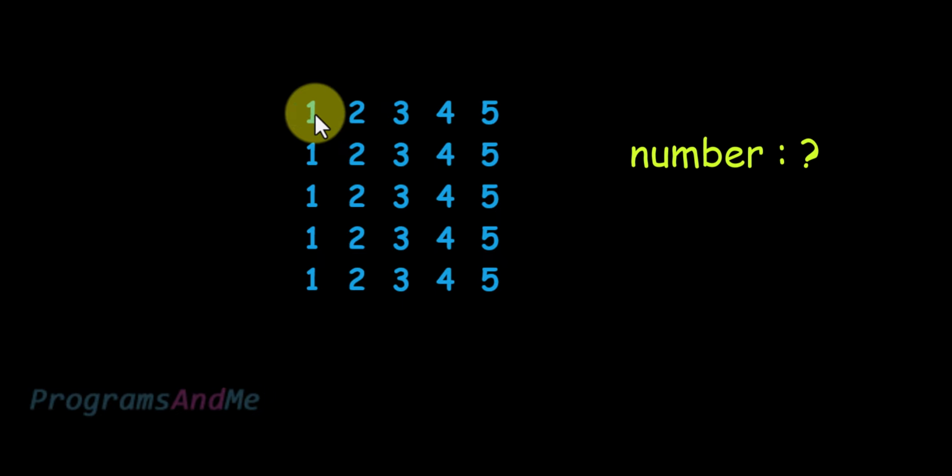But in the columns here we can see in the first column we want to print 1. In the second column we want to print 2. In the third column we want to print 3. In the fourth column we want to print 4. In the fifth column we want to print 5.